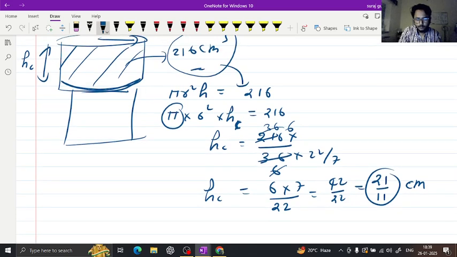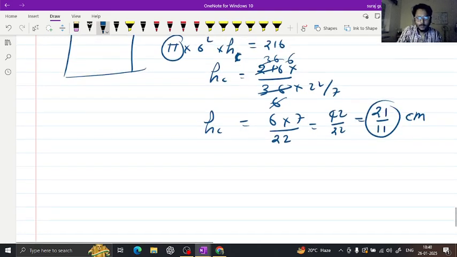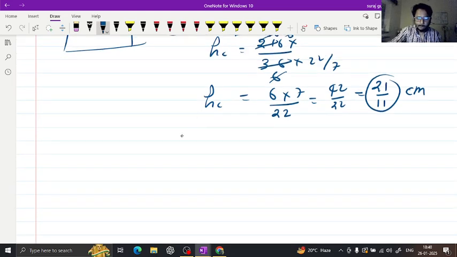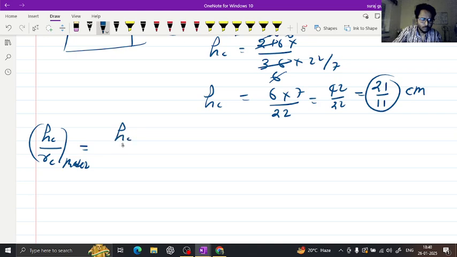Okay, is it correct? Yes, 42 upon 22. Okay, so hc of the container divided by rc of the container, this is the model, must equal hc upon rc of the actual container.